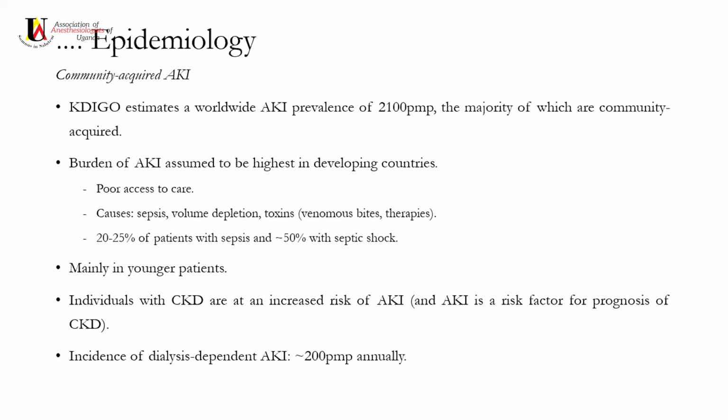In our setting, it's not only in the old, but in the younger population. Actually, the majority of the cases are found in the younger population. People who have chronic kidney disease are usually at increased risk of acute kidney injury, and actually AKI is a risk factor for poor prognosis, along with all the other issues that come on the heels of chronic kidney disease. The incidence of dialysis-dependent acute kidney injury is about 200 persons per million annually, globally.